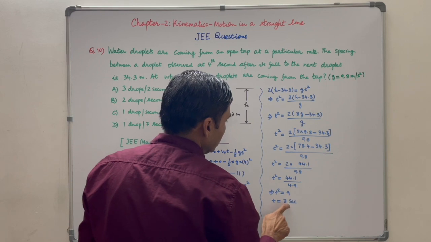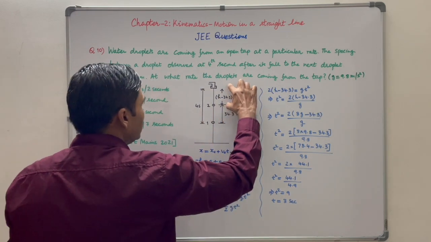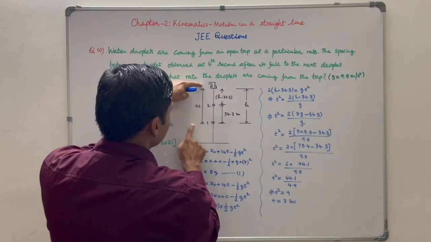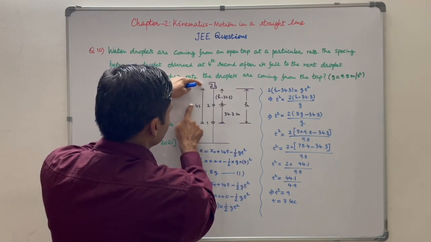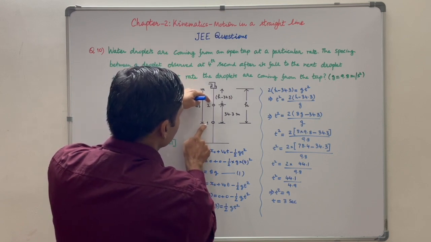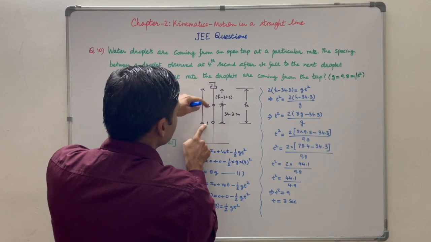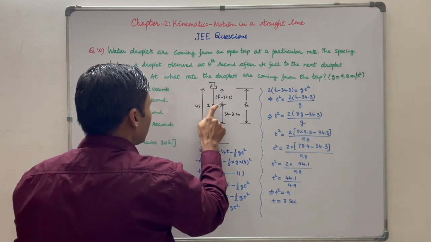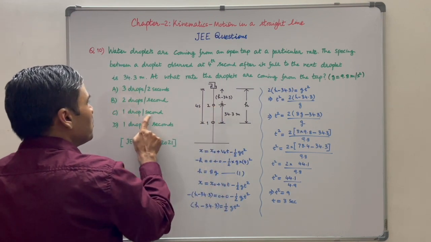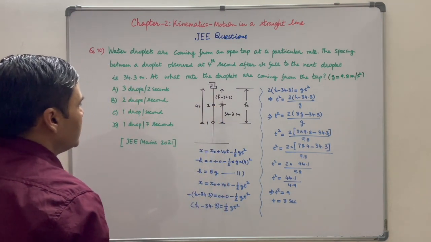t = 3 seconds. Means this duration is 3 seconds. So this duration is given as 4 seconds, and this duration we have figured out is equal to 3 seconds. Means the duration between 1 and 2 is equal to 1 second. Means after 1 second the second drop comes out. It means it is 1 drop per second. That is the answer.